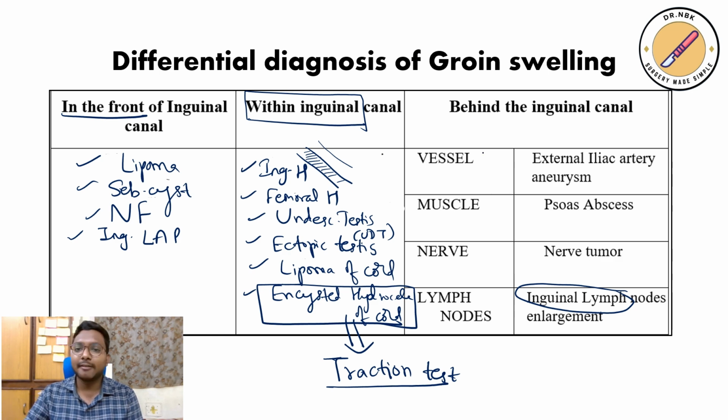Now coming to behind the inguinal canal, just remember the anatomical structures: vessel, muscle, nerve, and lymph nodes. So the vessel is external iliac artery aneurysm or femoral artery aneurysm. Both are possible. Muscle is psoas muscle. This is nothing but your cold abscess of psoas major muscle.